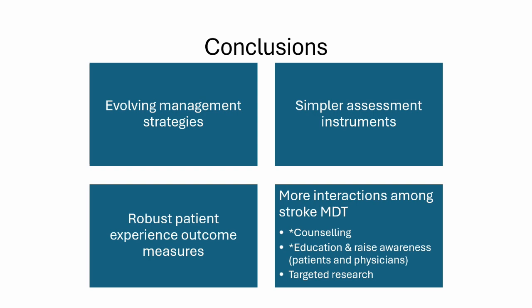It's also important to understand the experiences of the patients, as the cognitive load and spasticity affect function significantly. There needs to be more interaction in the multidisciplinary team involved in the care of post-stroke spasticity. That requires counseling, education, and targeted research for us to be able to gather evidence for the importance of surgery in post-stroke spasticity.